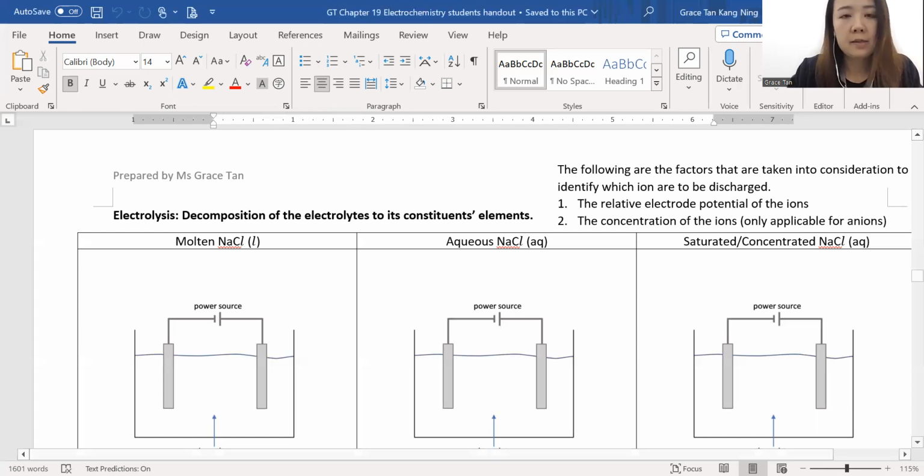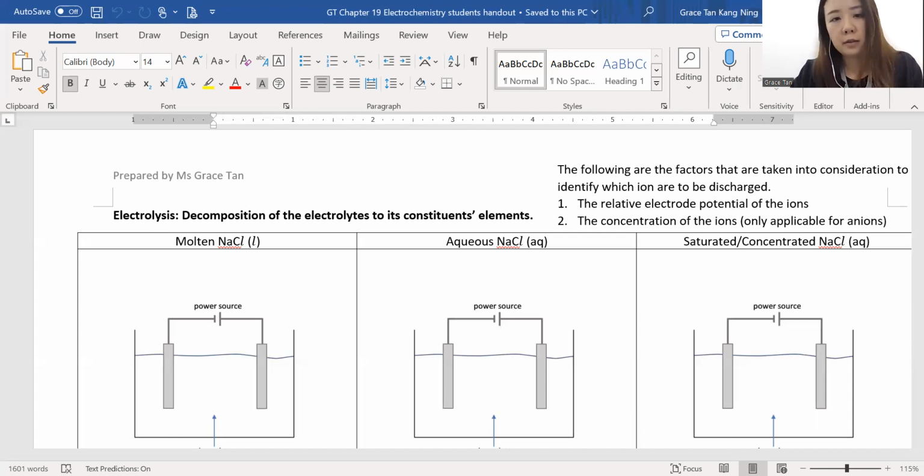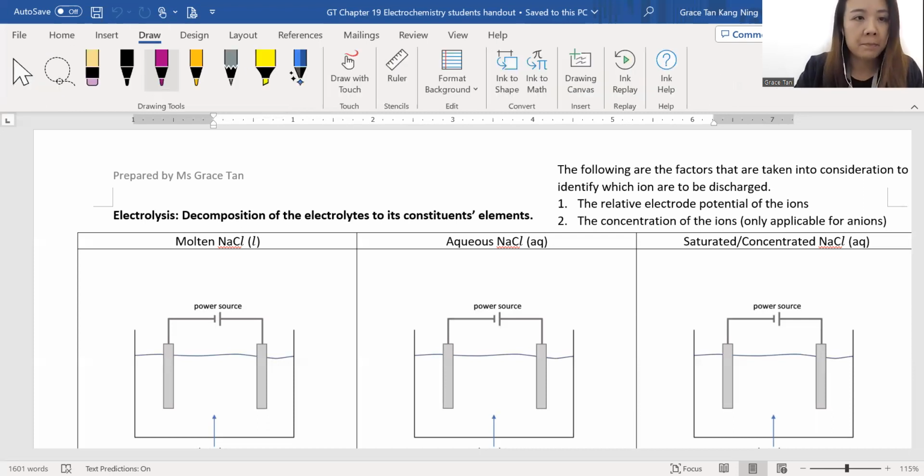Electrolysis is defined as the decomposition of the electrolyte to its constituent elements. So whatever you form, you need to make sure that the element is formed in its standard state. For example, if you are forming chlorine, make sure the chlorine appears as chlorine gas, Cl2(g), not just Cl.